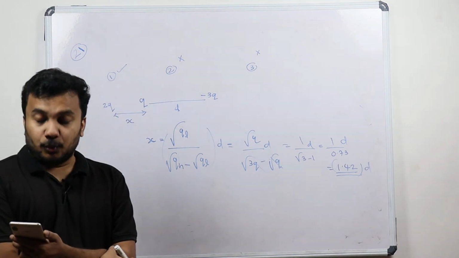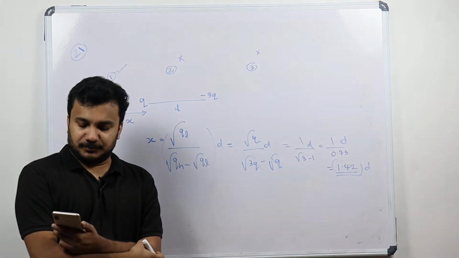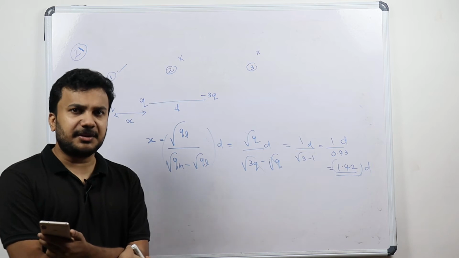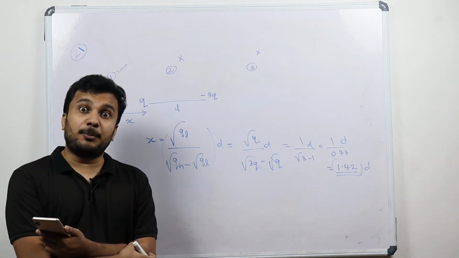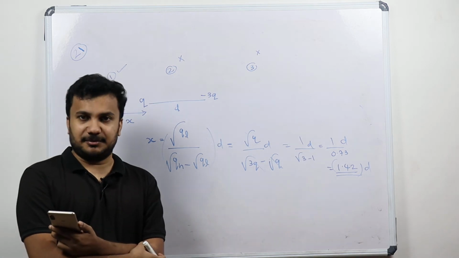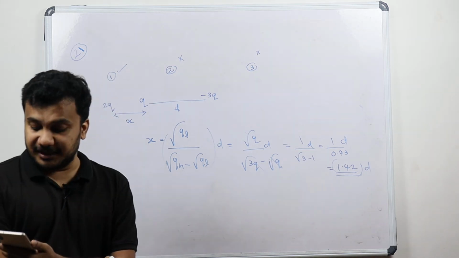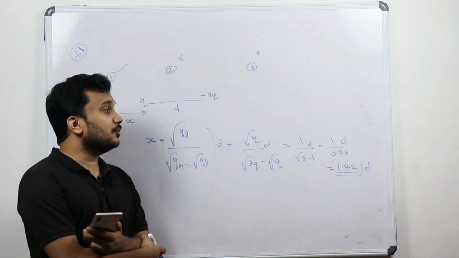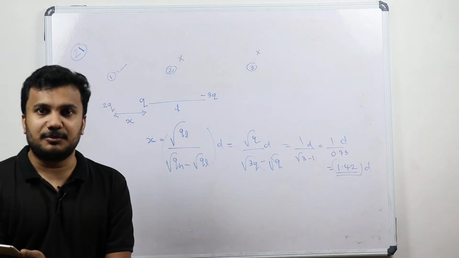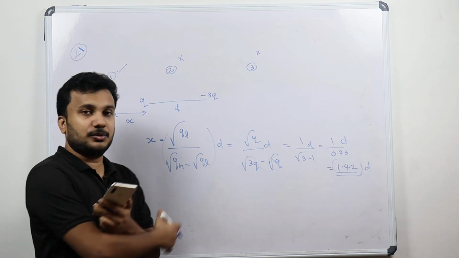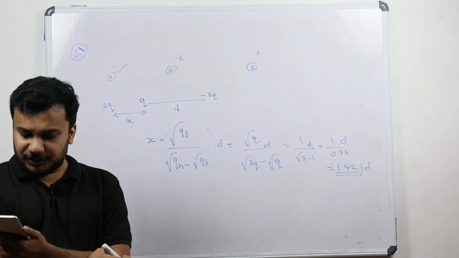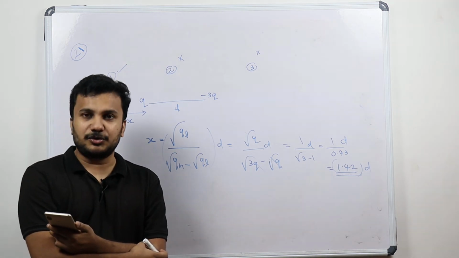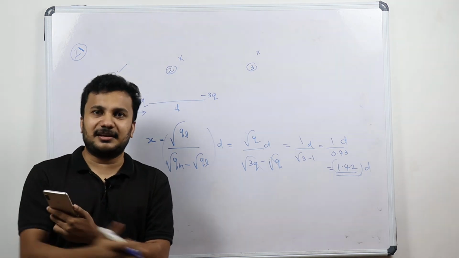Option B: 1 plus root 3, whole into D. So 1 plus root 3 means what? 1 plus 1.73, which means 2.73 something will come. 2.73 divided by 2 is equal to 1.4. Which is closer to this answer? 1.42. You will get exactly the figure, if you take root 3 as 1.73 something like that, right?